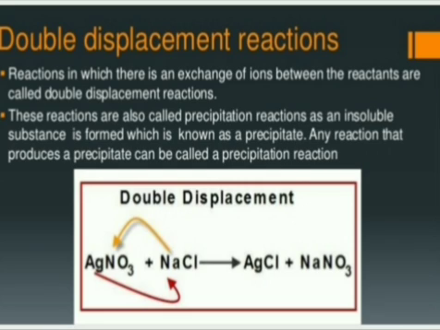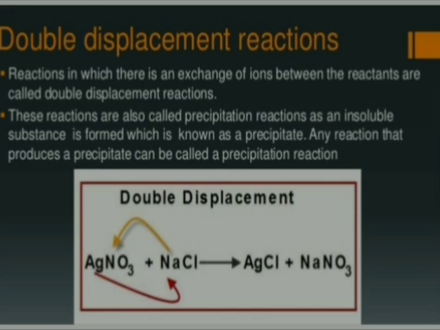Double displacement reaction. A reaction in which there is exchange of ions between the reactants is called a double displacement reaction. These reactions are also called precipitation reactions, as an insoluble substance is formed, which is known as precipitate. Any reaction that produces precipitate can be called a precipitation reaction.